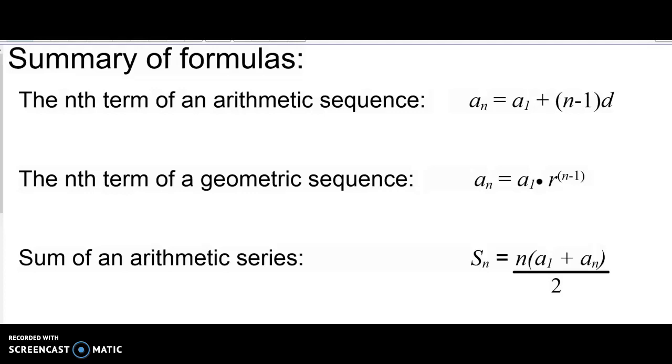We have a formula for finding the nth term of an arithmetic sequence. So you have to know what your a sub 1 value is, how many terms in the sequence you're looking for, and you have to find the common difference. We have a formula for finding the nth term of a geometric sequence. Again, you need to know what term you're looking for, that's going to be your n. You need to know your a sub 1 value, and you need to know your common ratio.